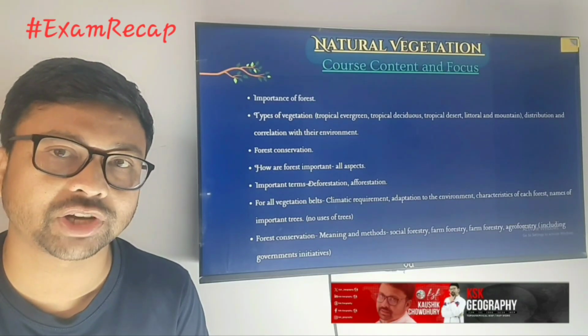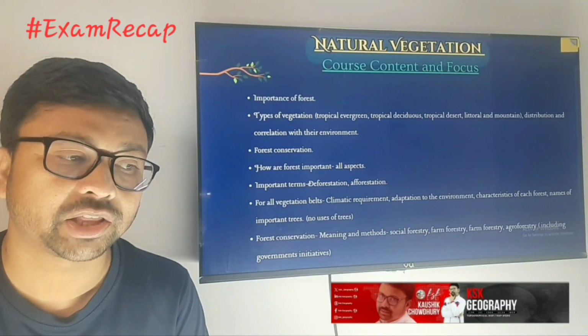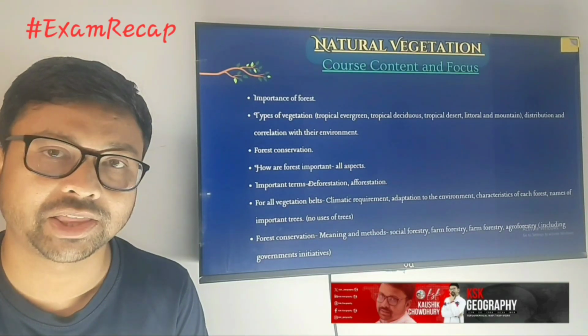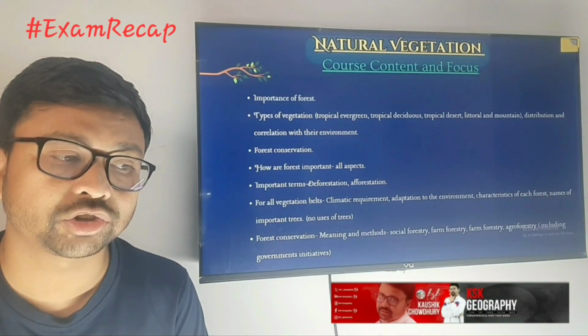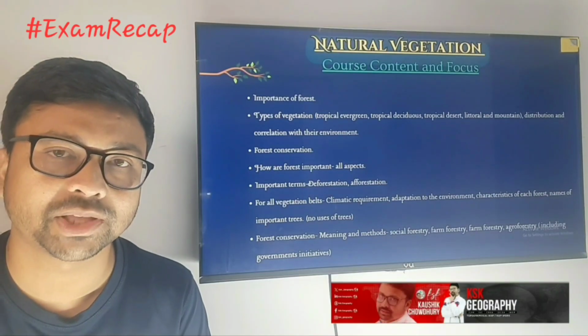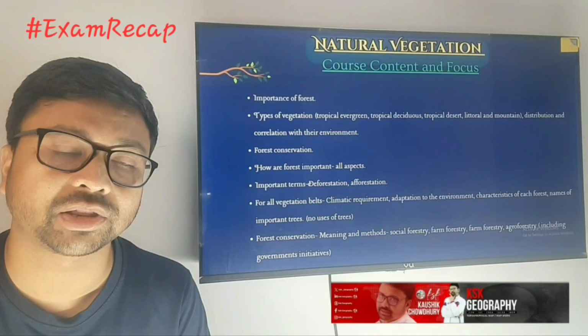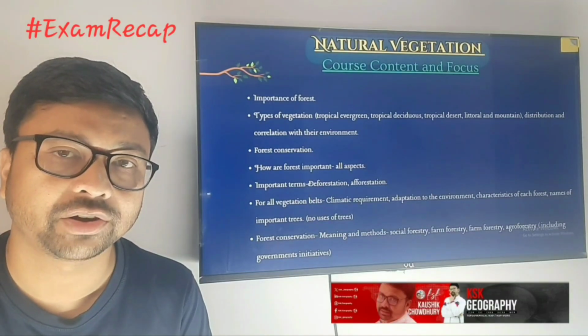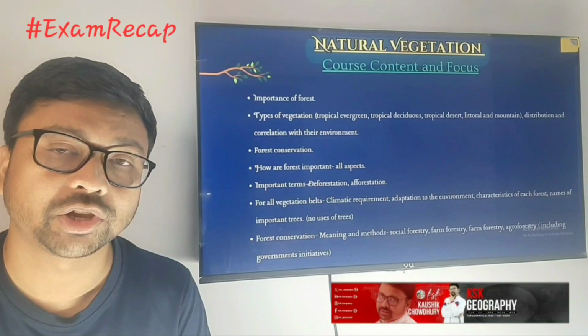What are the things you need to study about those types of vegetation? You need to study the distribution and the correlation with the environment. Then you need to focus on forest conservation, and then you need to study how the forest is important in all aspects. It means minor product and major product. Important terms like deforestation, afforestation, reforestation, Van Mahotsav, those are the important terms you need to know.